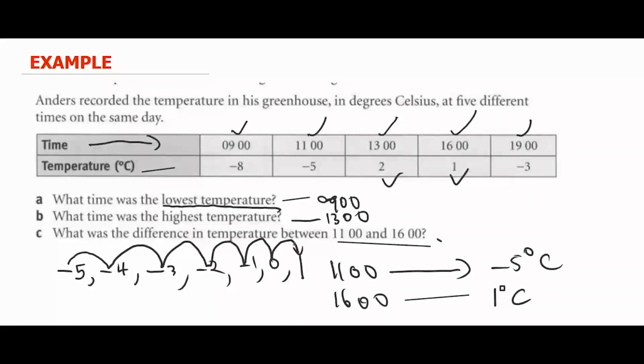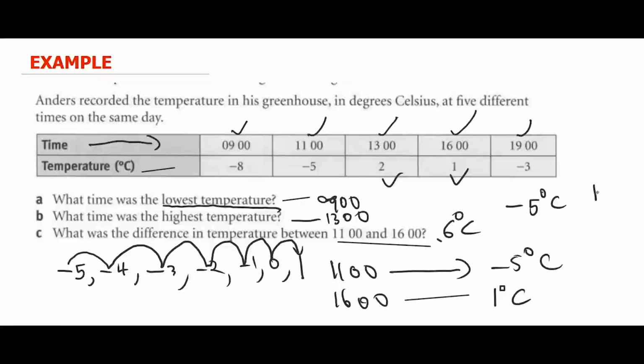So the difference in temperature between 1100 and 1600 is 6 degrees Celsius. Okay, that is the difference. So if you want to use addition and subtraction, it's possible. The temperature at first is -5 degrees Celsius, and you can see that it turned out to be positive. That means it was going up, right? So that means you have 1.